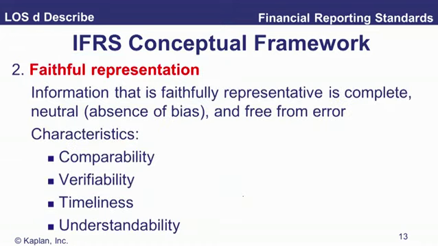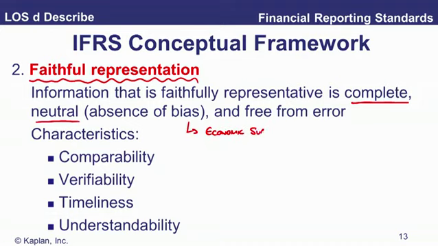So that's relevance. And the second one is faithful representation. First of all, information is complete. In other words, all transactions are included in the set of accounts. It's neutral, so it's free from bias and free from error. Now, when I look at neutral and free from bias, I'm really thinking, look, we're reporting the economic substance of the transactions. And free from error is obviously the absence of material errors.